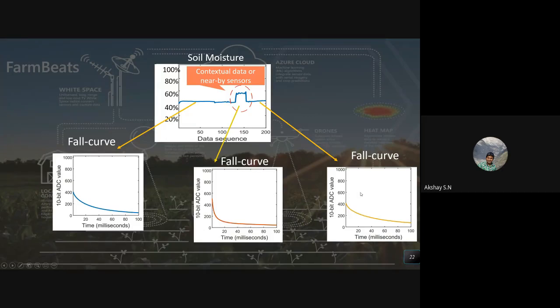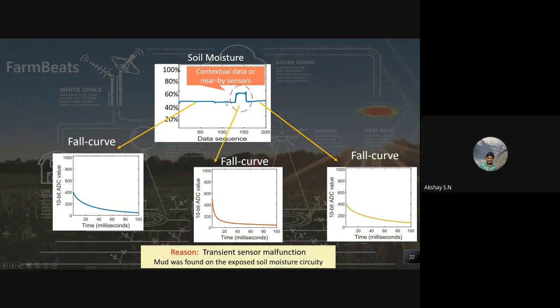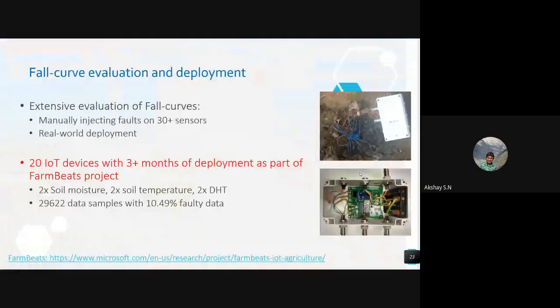What has actually happened in this case was that, as I showed you in the previous image, the soil moisture sensor was put inside the mud, and because of the tractor rolling over, there was some malfunction in the device, because of which the data was giving garbage data for 2 days. And then when the sensor was cleaned by rainwater, it became normal. That is why it came back automatically to normal, right?